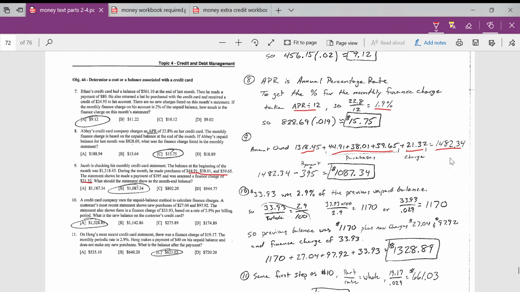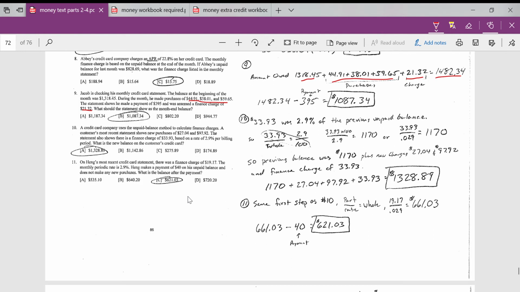So that's how much he owed plus the new charges. And then it says he did make a payment of $395. So that cuts down how much he owes, and so that's why we subtract. And here's the amount that he has left, the $1,087.34. Okay.